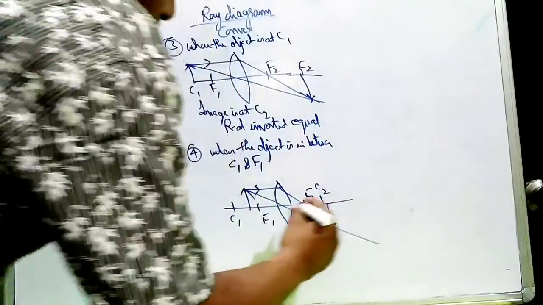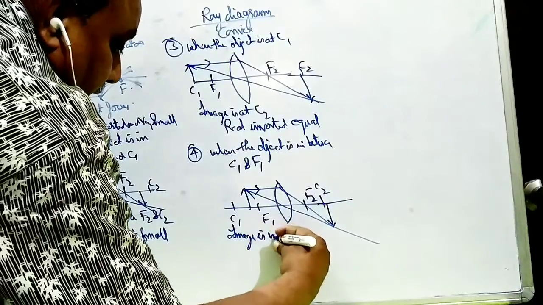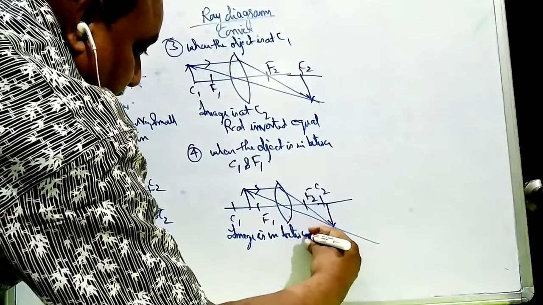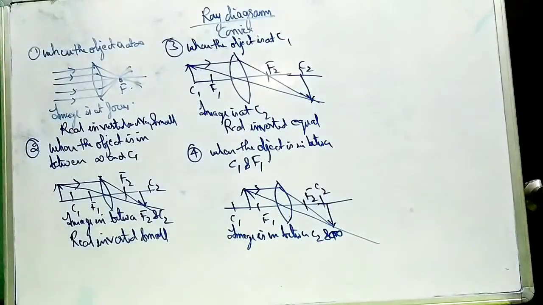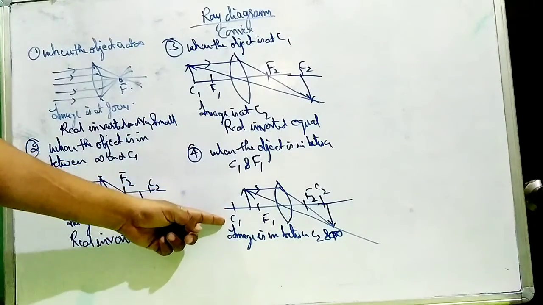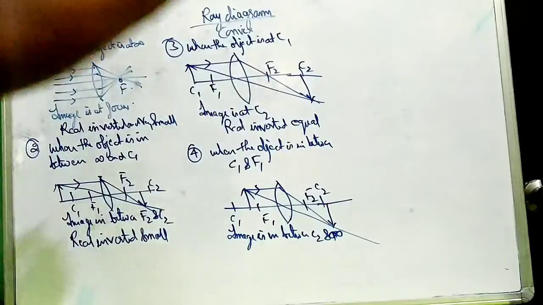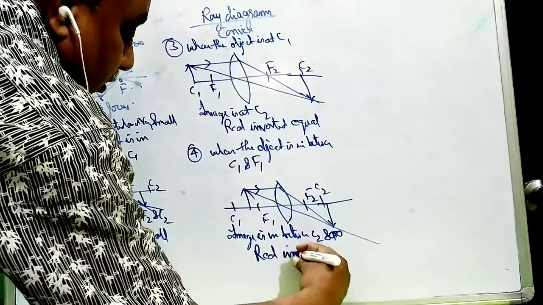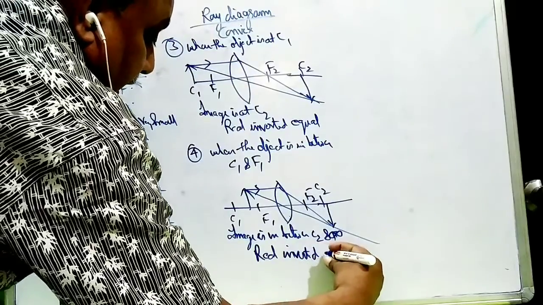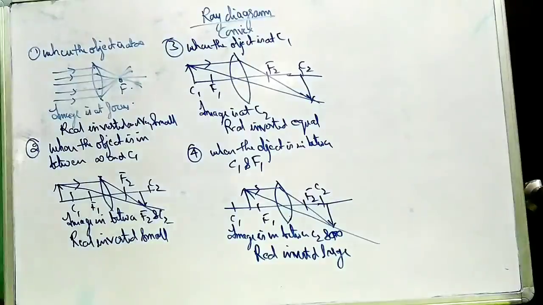This is C2. So it means that the image is in between center of curvature and infinity. After center of curvature, it is always infinity on the right hand side, and before center of curvature at C1, it is infinity. Now it is real, inverted and large. Not very large, but only large.